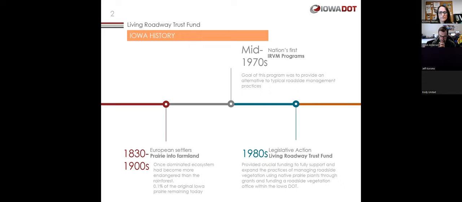Then in the 1980s, the Living Roadway Trust Fund program was developed in Iowa to provide crucial funding, through grants, to fully support and expand these practices of managing roadside vegetation using native prairie plants. It also provided the initial funding for a roadside vegetation office within the Iowa DOT. And so in November of 1989, the very first LRTF coordinator was hired. So it's been around for 33 years now.